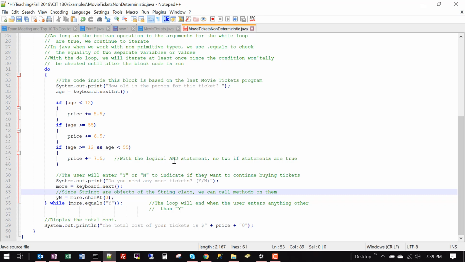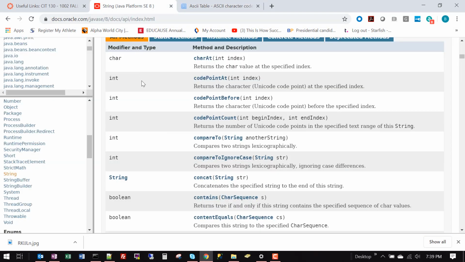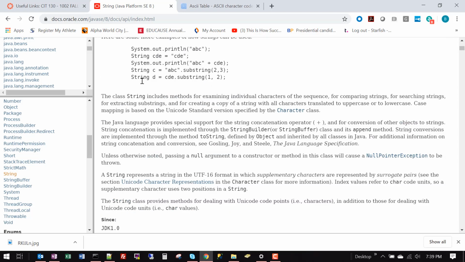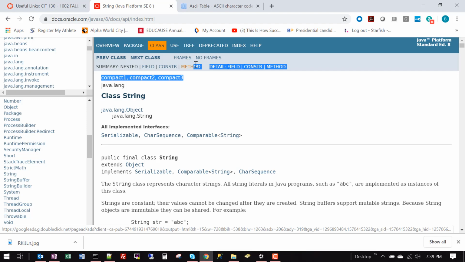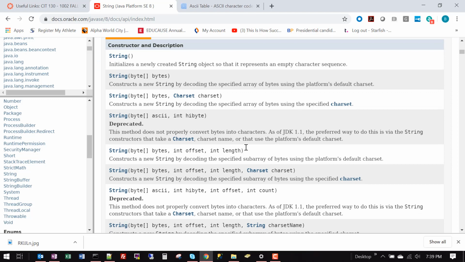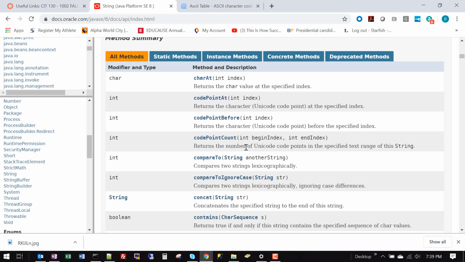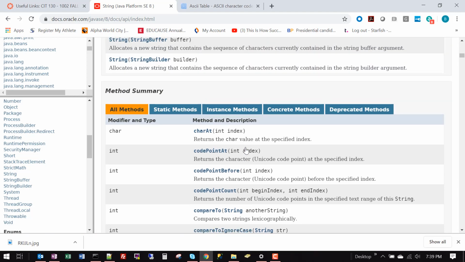So since we have that opportunity to call methods, we have the opportunity to go out and see what those are. I already have the String class up in our API documentation, and we see that the class String has a number of methods, and one of the ones that we have is charAt, and you'll see that it takes an int index.